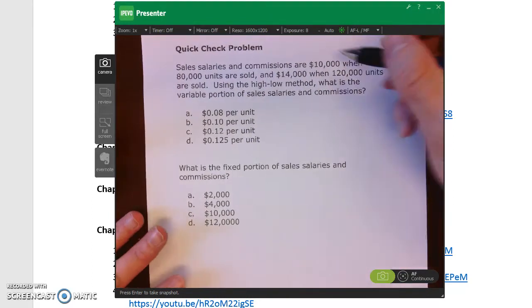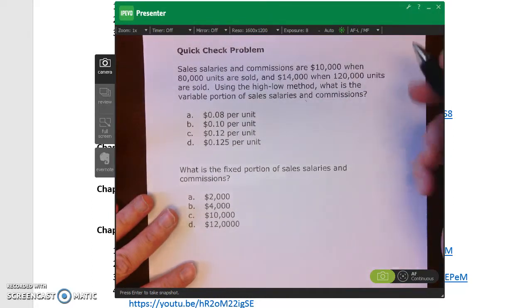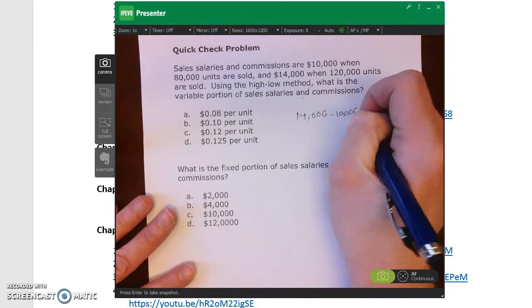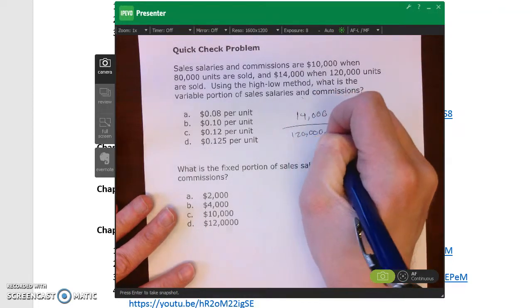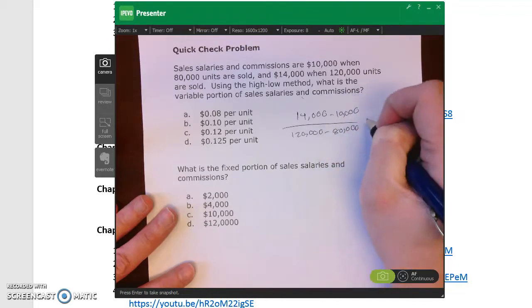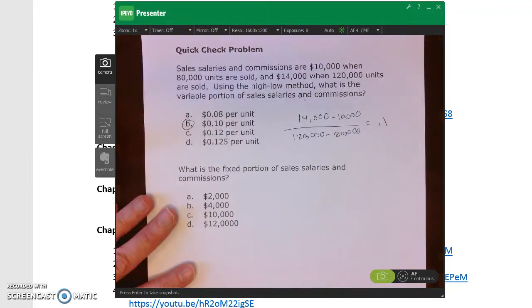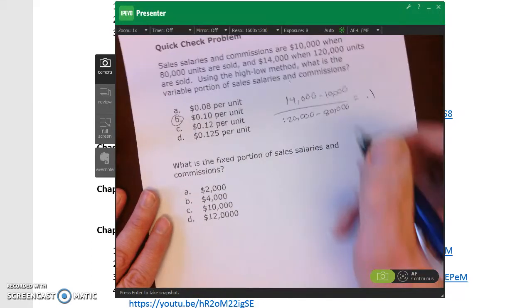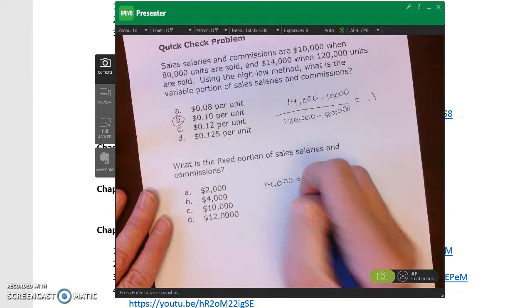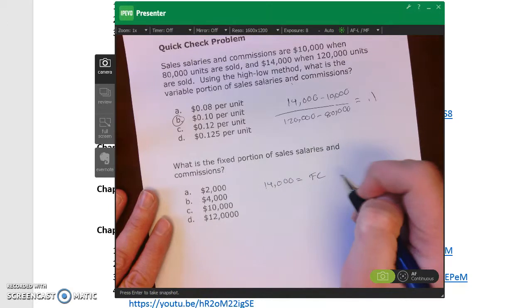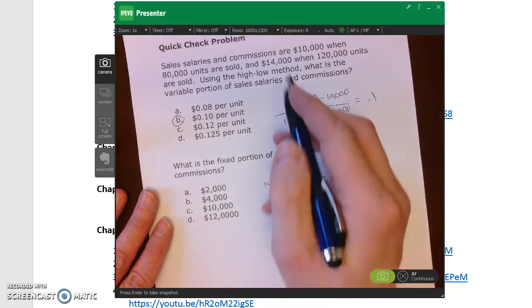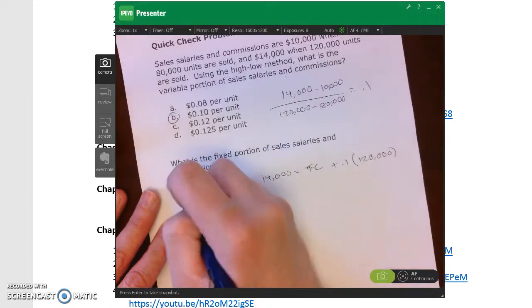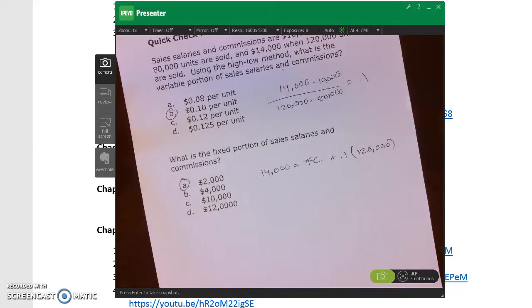Sales salaries, commissions are 10,000 when 80,000 units are sold, and 14,000 when 120,000 units are sold. So I put my cost change up in my numerator, my 14,000 minus my 10,000, divided by my 120,000 minus my 80,000, which gives me 0.1 per unit. Then I can come over here and ask, what's my fixed portion? I can choose my high or my low. I'll choose my high: 14,000 equals my fixed cost, which is my unknown, plus 0.1 times 120,000 units. And so when you do the algebra, A is the right answer. Okay?